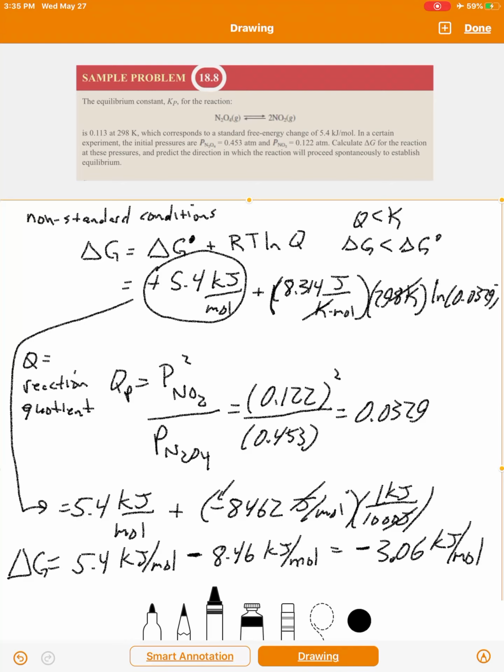N2O4 will start forming more NO2 until it comes to equilibrium, and then delta G will equal zero. At some point it becomes non-spontaneous. So the key to this, or the take-home from this, is that we can explain equilibrium in terms of energetics, delta G.